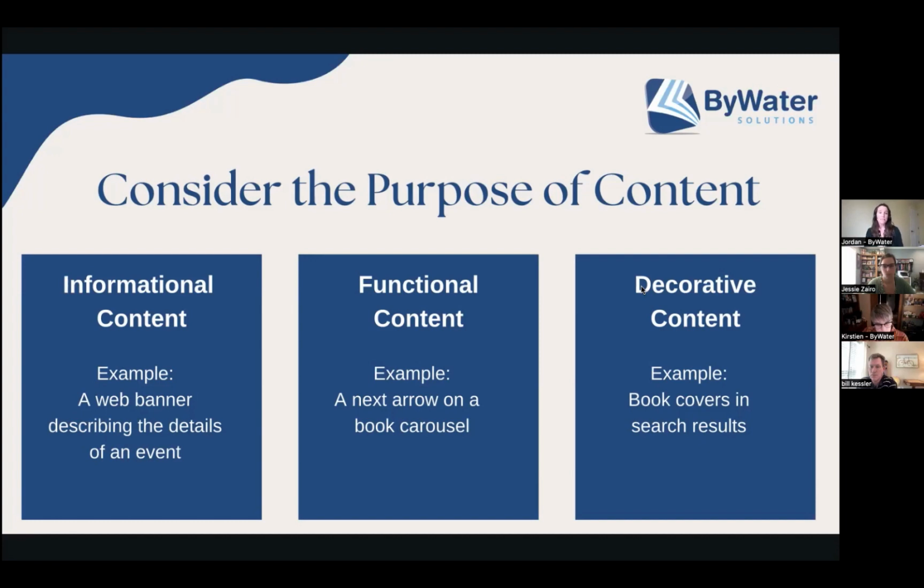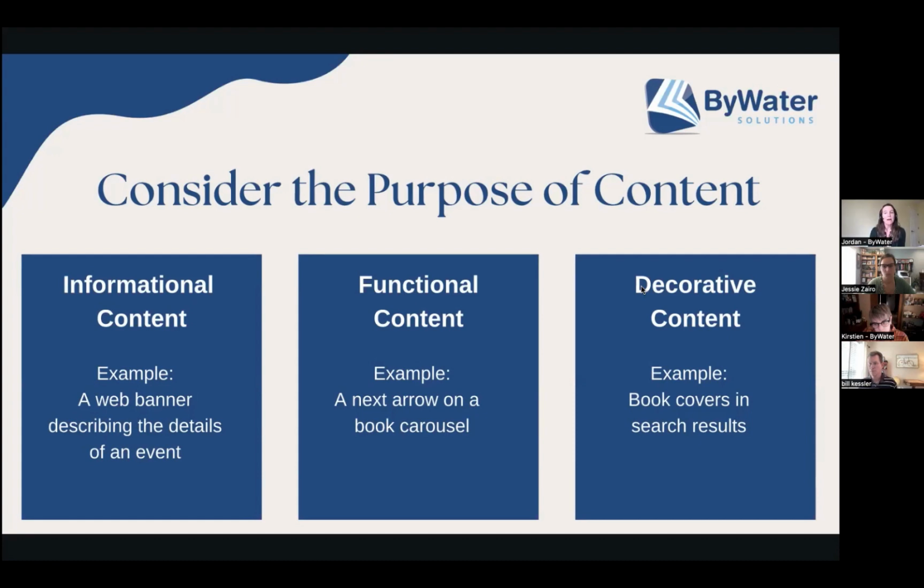Functional content is more like navigational content. So if you think about using an image for the next arrow on a book carousel, there's something where we would want to make sure that like an ARIA tag is going to describe exactly what that button does. So you're not going to just say this is an arrow. You're going to want to say, arrow to forward content to next book cover, or whatever it is in that case. The third on the screen is decorative content.